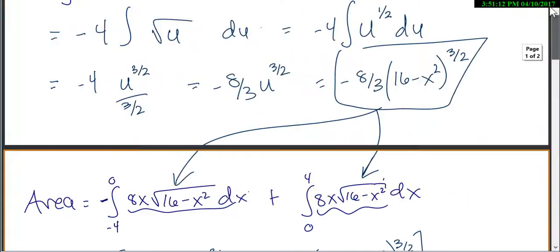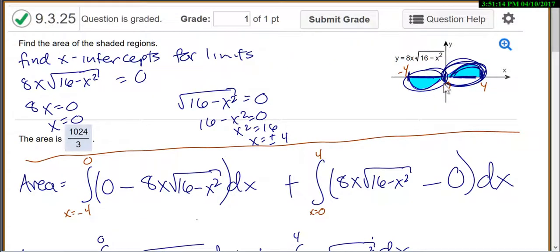The biggest thing coming up is if you didn't do the 0 minus right here, this piece of your area would be negative, and that's why you have to have a negative out front to make this a positive area, just because when you just do the integral, it's going to give you a negative because it's below the x-axis.